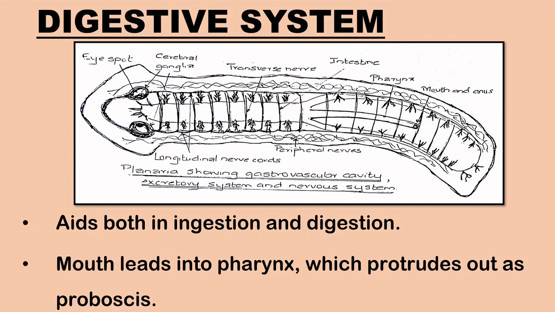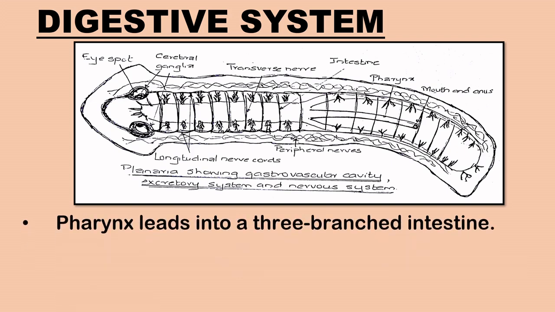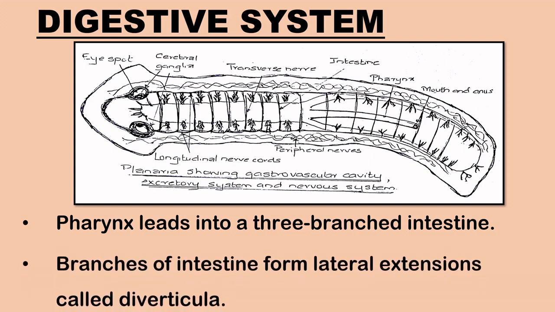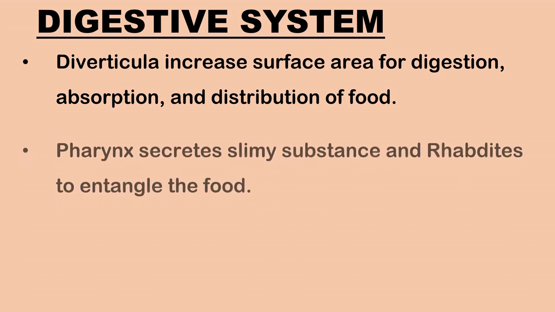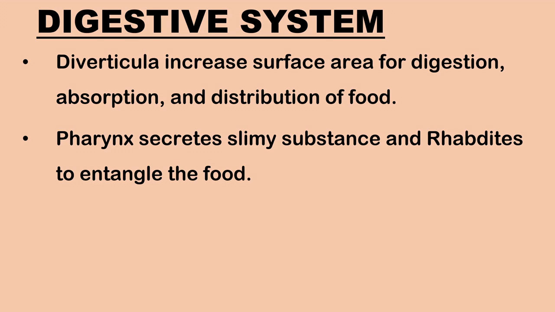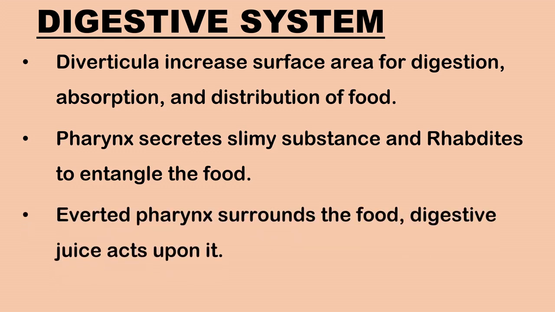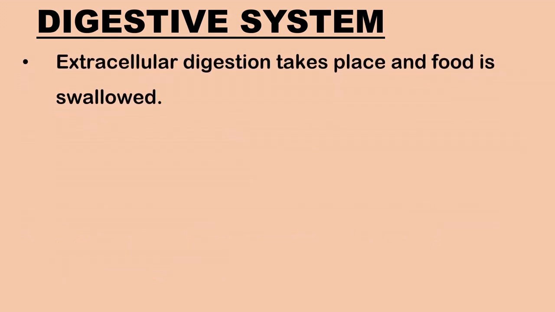The pharynx can be protruded through the opening of the mouth as a proboscis. The attached end of the pharynx leads into a three-branched intestine. The branches of the intestine give out many lateral extensions called diverticula, which increases the surface area for digestion, absorption, and distribution of food. The pharynx secretes slimy substance from the mucous glands and also rhabdites to entangle the food. The everted pharynx surrounds the food and the digestive juices act upon it. Extracellular digestion takes place and the food is swallowed.